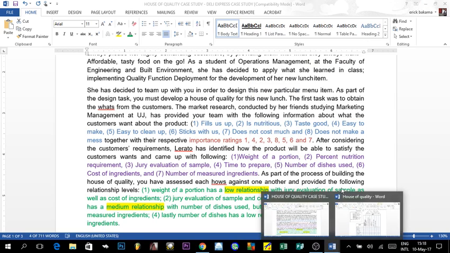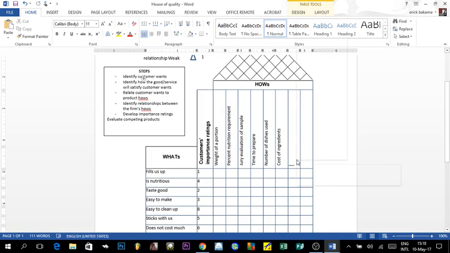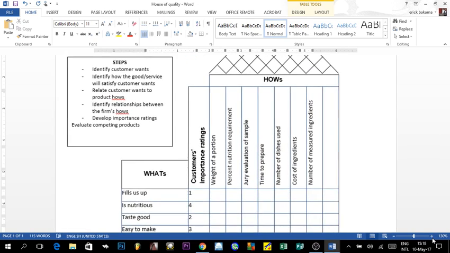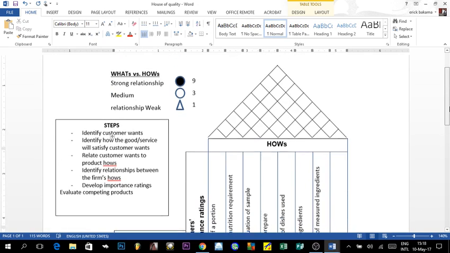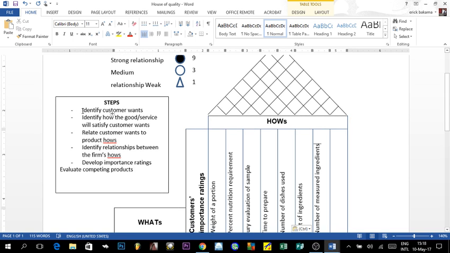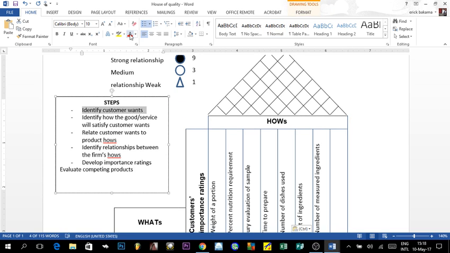Now, what we'll do next is, we got all our hows. This is how we are thinking of satisfying the customers. Now we're going to focus first of all on this part here. So as one of this, we identify the customers' wants. This one is done, and then we also identify the hows, how the goods and service will satisfy the customer. This is the part of the house.